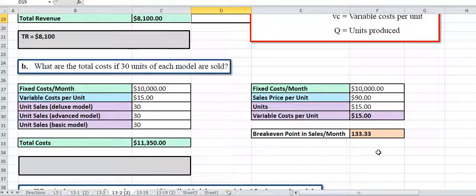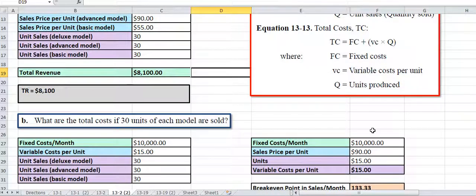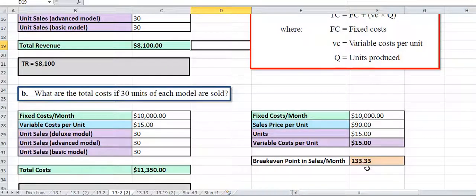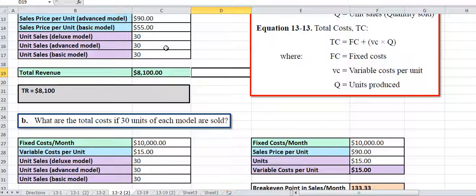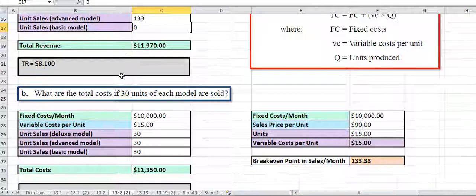So let's just test that, okay? Let's put these numbers for sales right here. I'm just going to put in 0 here and put 133 in here just to see, and put 0 there. And you can see now our total revenue is higher. I believe it's higher. Let me undo that just to see. Yeah, a lot higher, right? Okay, now let's put it in down here.